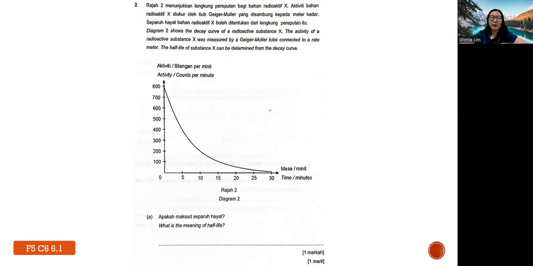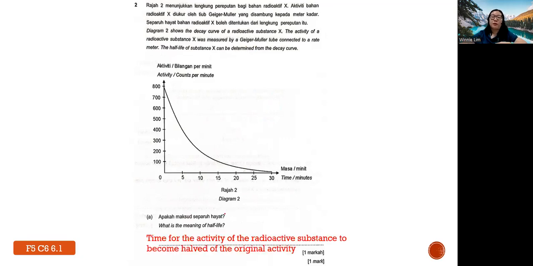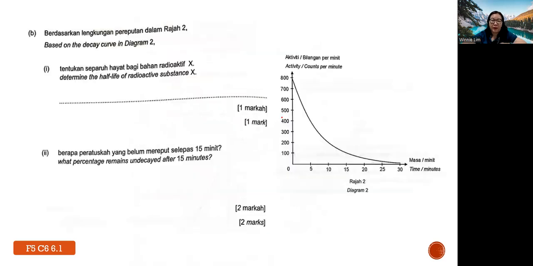Half-life means the time taken for the activity of the radioactive substance to become half of the original activity. For example, 800 becoming 400, the activity is reduced by half. How long does it take? This is what we call half-life.